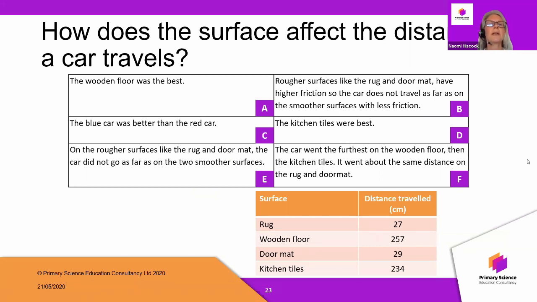So this is going back to an investigation where we're changing the different surfaces and rolling a car across the surface. I'd like you to look at those 6 possible conclusions, and can you put them in order with the worst one first and the best one last? I'll give you a couple of minutes to think about that.